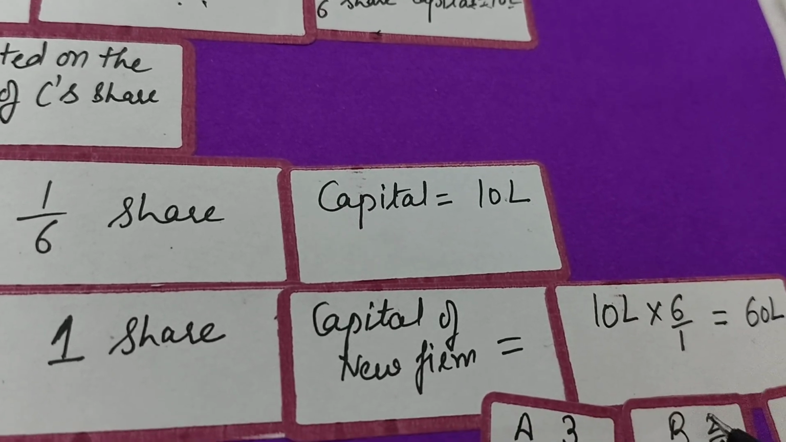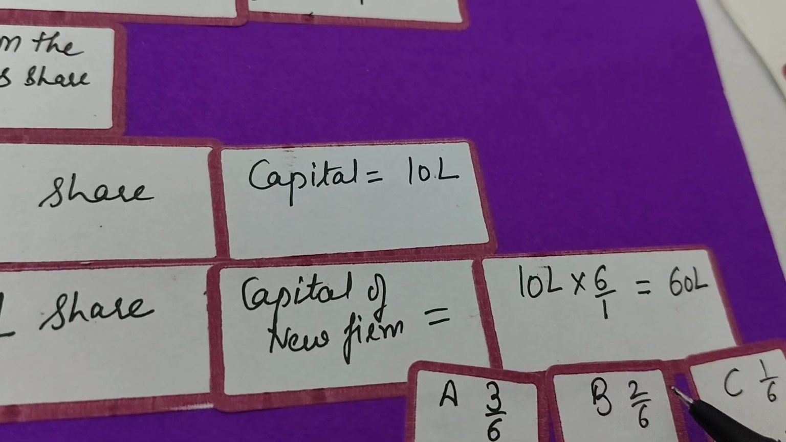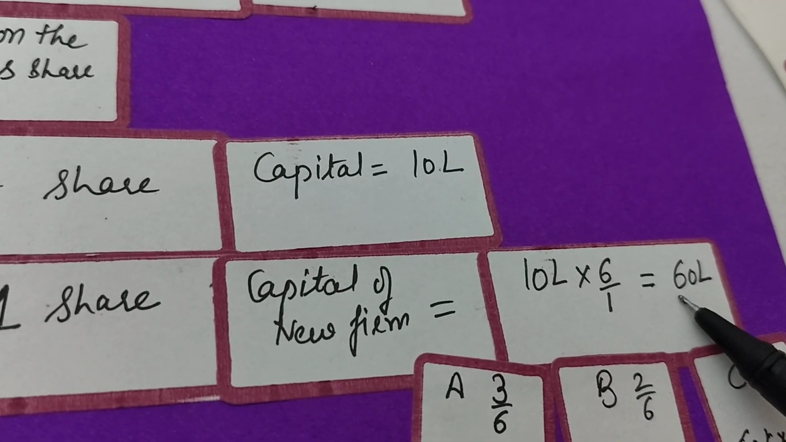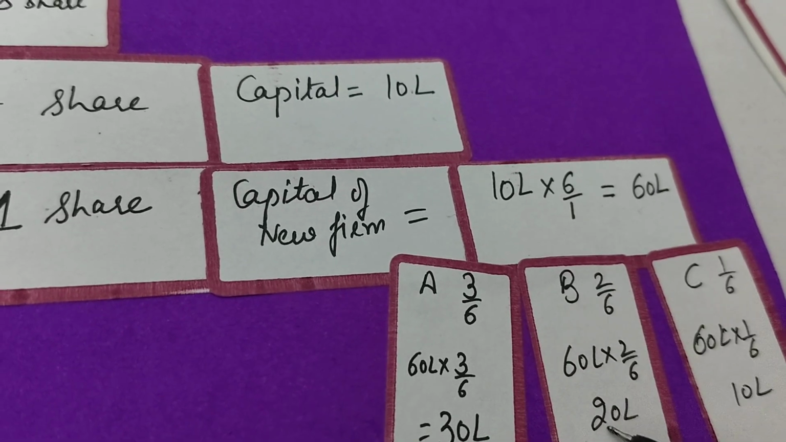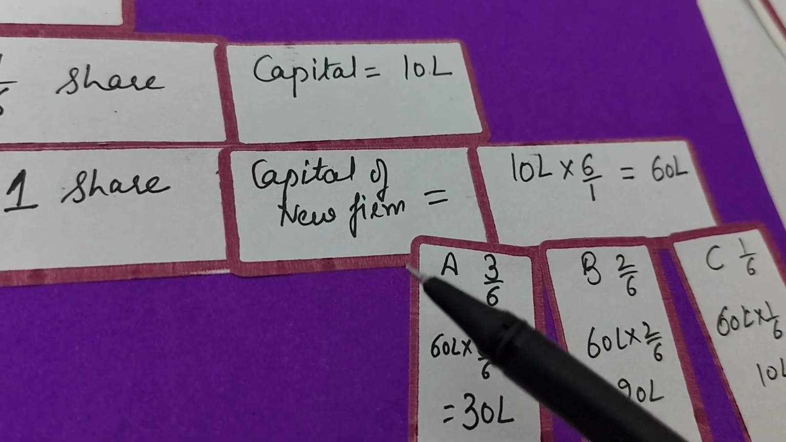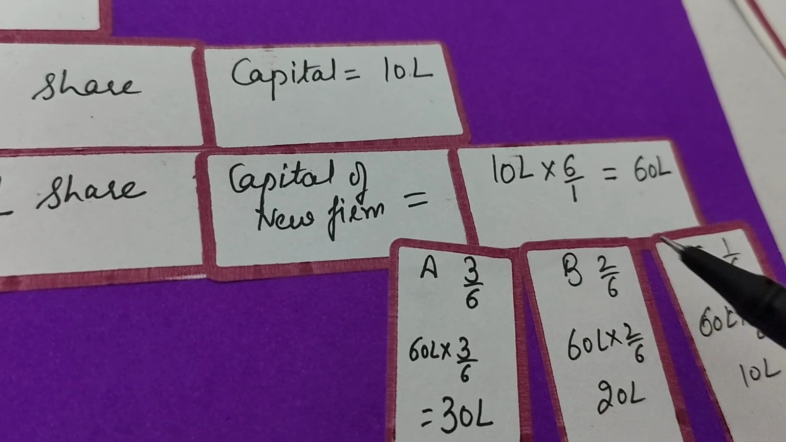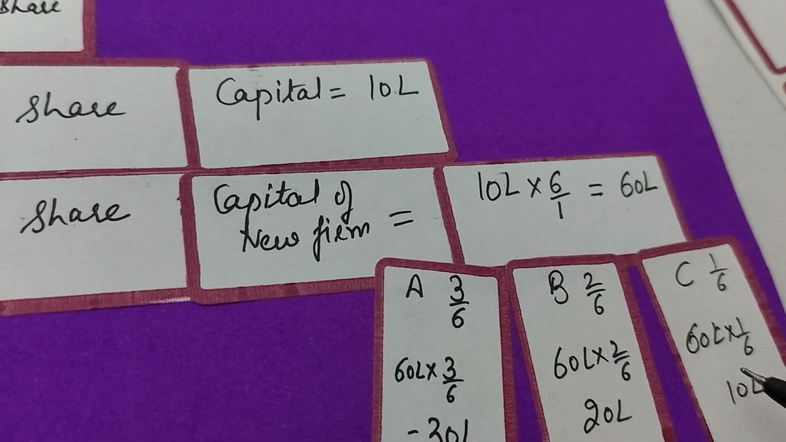So what was A's share, B's share and C's share? That was 3 by 6, 2 by 6 and 1 by 6. So in this 60 lakh, what would be A's share of capital? That is 30 lakh, 20 lakh and 10 lakh. So in the newly constituted firm, A's share of capital would be 30 lakh, B's share of capital would be 20 lakh and C's share of capital is 10 lakh.